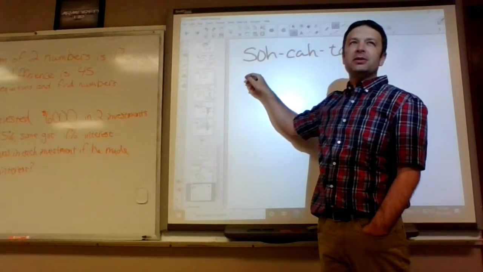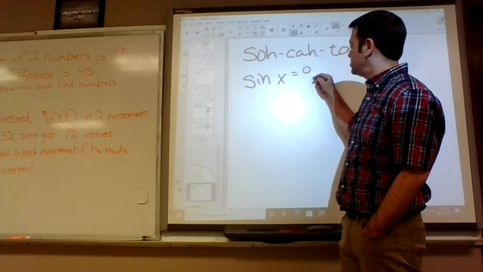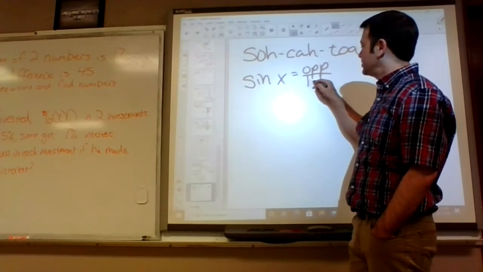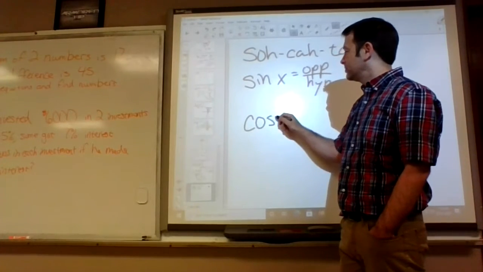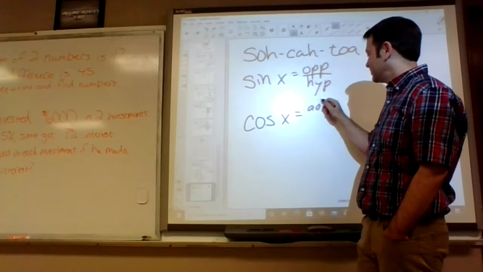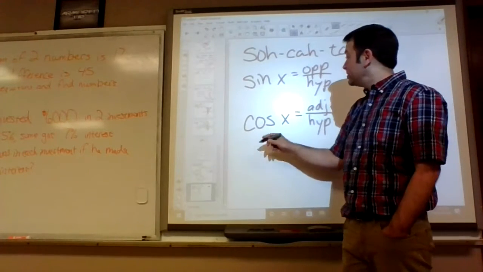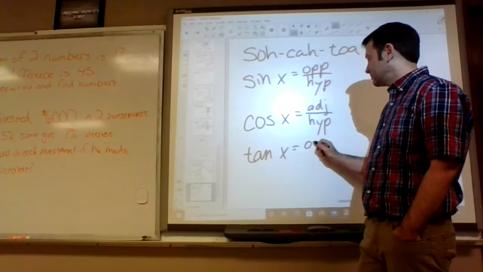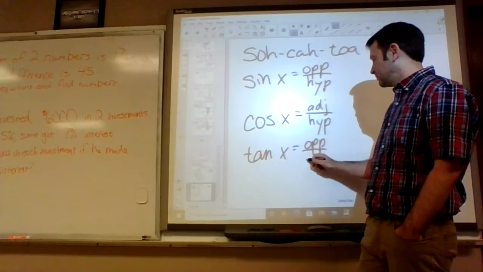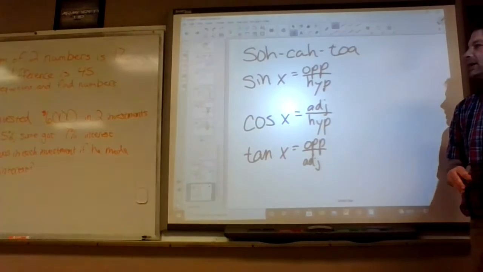Okay. So sin stands for sine of the angle equals opposite over hypotenuse. Cos stands for adjacent over hypotenuse. And then Toa: tangent, opposite over adjacent. Ooh, but what is cotangent? Alright, yeah, that's what we're doing today.